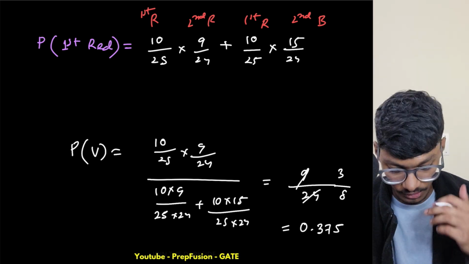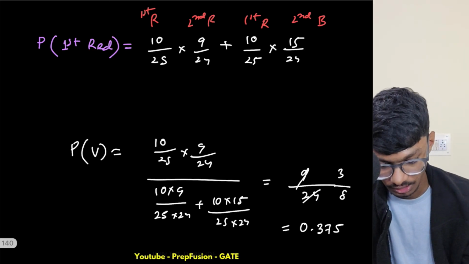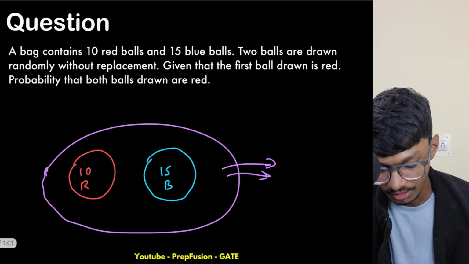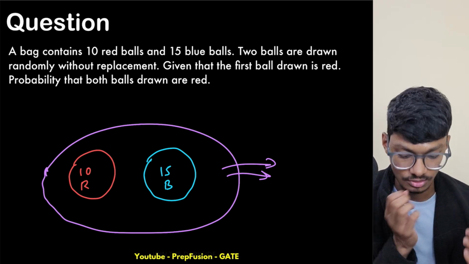Now how can I do it in some other way? If I check, both of them are independent events. If I take out one ball, is there any dependency on taking out that ball?